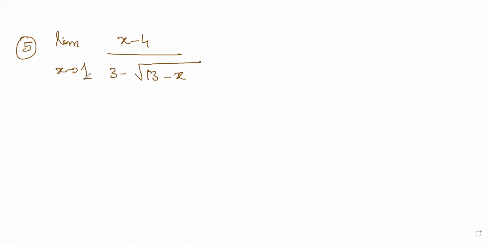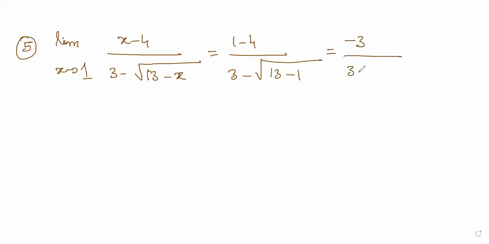See, if I substitute x equal to 1, there is no harm. You see this: (1 minus 4) divided by (3 minus square root of 13 minus 1). There is no hurting term developing now. So that is minus 3 divided by (3 minus square root of 12). So no issues about this. We can solve this by taking the negative sign to the denominator: 3 divided by (root 12 minus 3), because root 12 is more than 3.